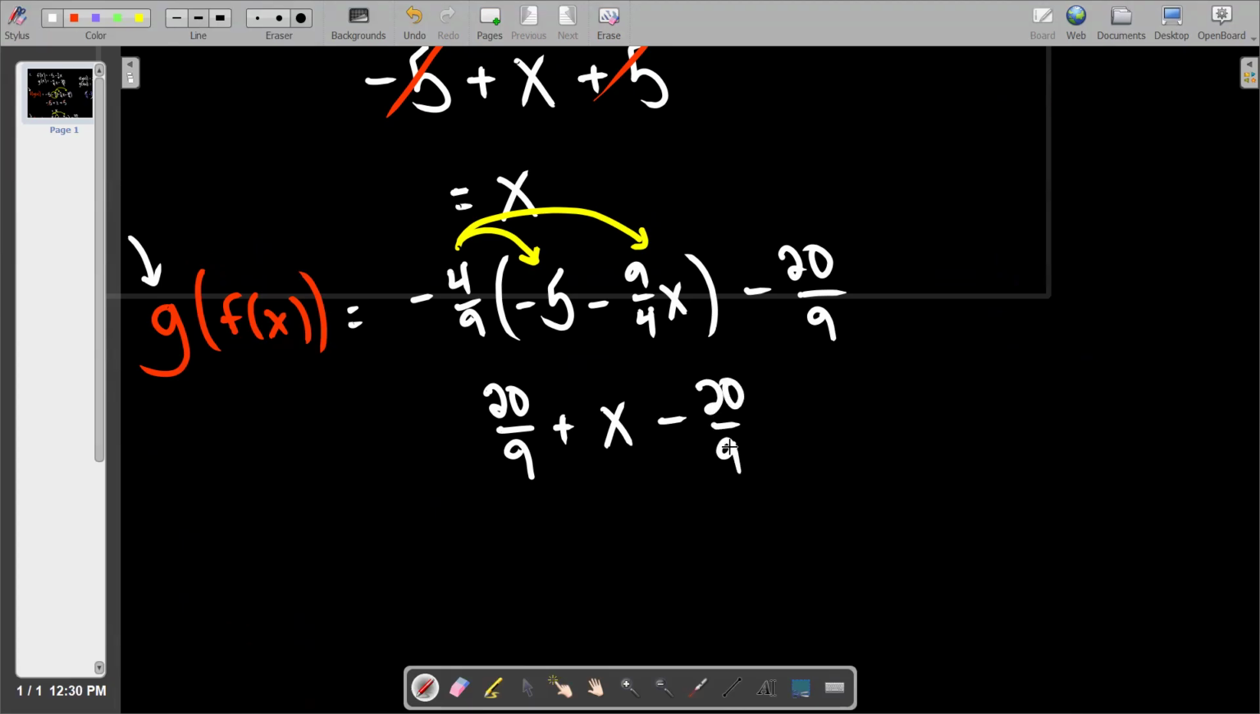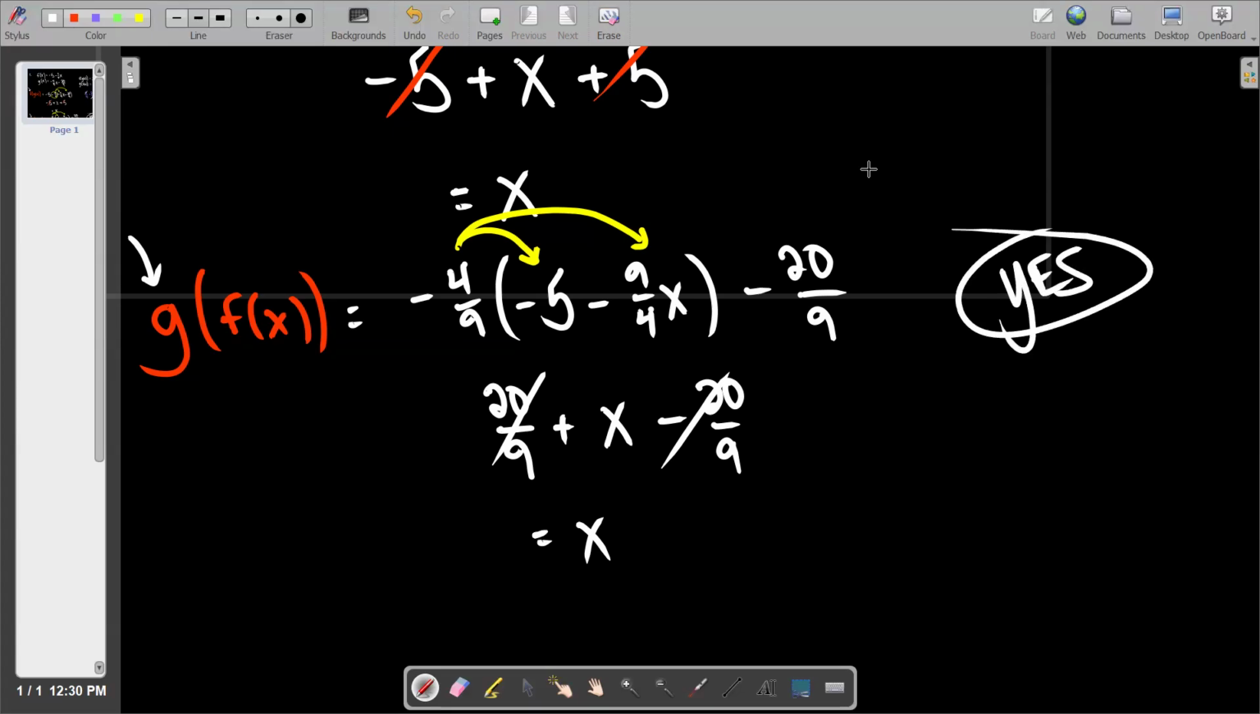That whole process feels pretty smooth, and it's going to feel largely like that as you go through all 12 of these problems. There's not a lot of real ugly, non-compatible fraction-y things going on. These are nice. You can just feel the vibe and the flow of it, that it's going to work. So the 20 ninths kill each other out, and we're left with x, and we have another success. So our answer to this one is simply, yeah, they're inverses. Okay.